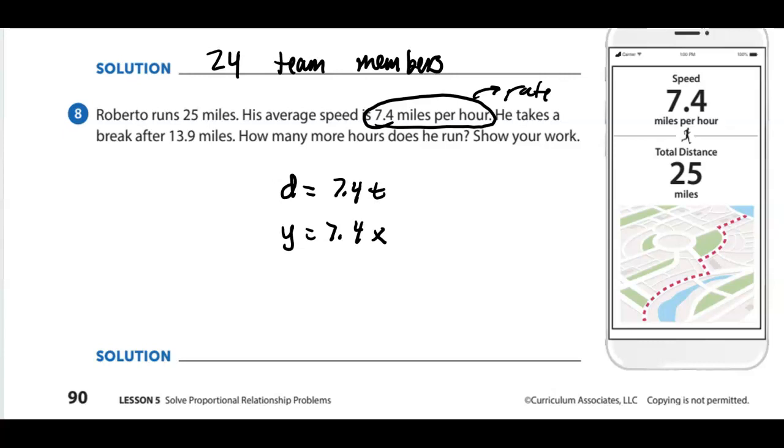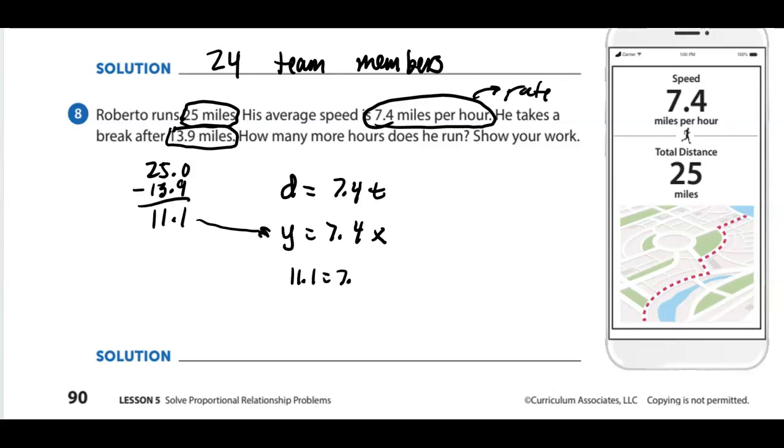So first of all, if he's running 25 miles and he takes a break after 13.9, how many miles did he actually have left? 25 minus 13.9 should give you 11.1. That's our distance. Plug that in for y. So 11.1 is equal to 7.4x. Now just divide both sides by 7.4. And x is equal to 1.5. So he needs to run 1.5 hours more.